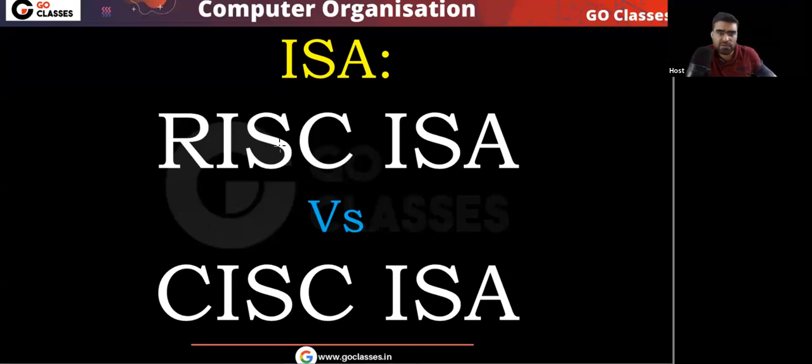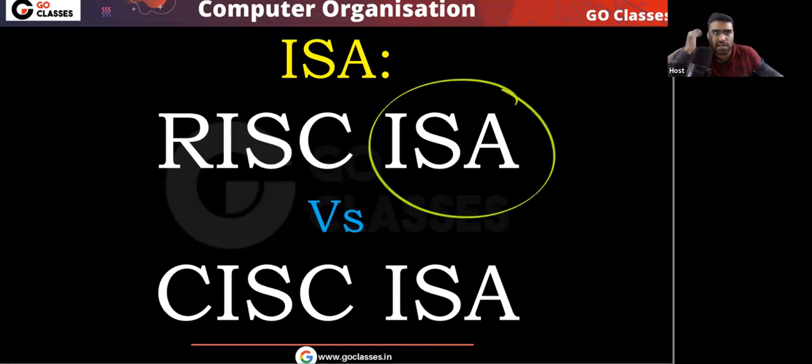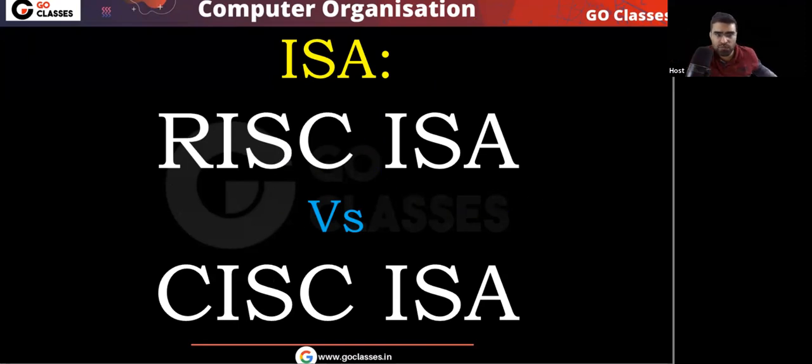In this lecture, we will study RISC computer versus CISC computer, or I can say RISC architecture versus CISC architecture. You can say these are two instruction set architectures. What are these? RISC, CISC. So there are two types of instruction set architecture. One is RISC, one is CISC.